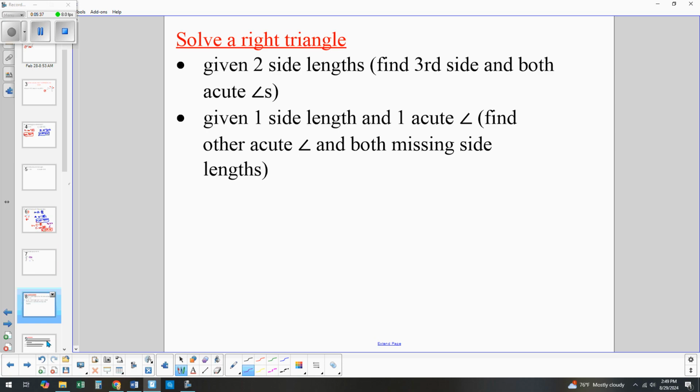So we're going to have a lot of problems where the directions just say solve the right triangle. And what that means is you're going to find anything you didn't know about it before. There are two scenarios where you could solve a right triangle. One where you're given two side lengths, so you're going to have to find the third side and both of the acute angles. The other scenario is where you're given one side length and one acute angle. So that means you're going to have to find the other acute angle and both missing side lengths.